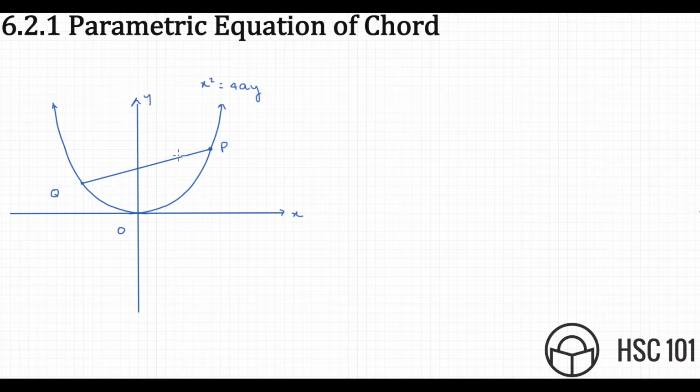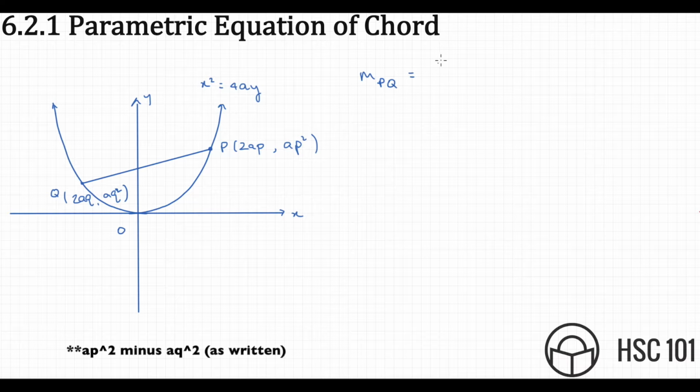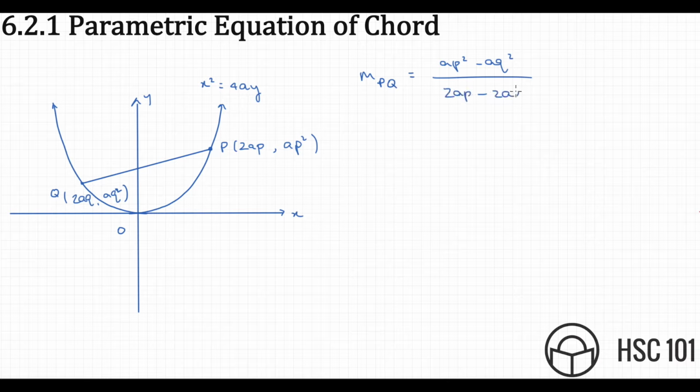However, the story changes when we're looking at the parametric equation of the chord. So we know that the point P that lies on the parabola can be represented by the parametric equation x equals 2ap, y equals ap squared, and the point Q can be represented by 2aq, comma, aq squared. So if I want to look for the equation of the chord PQ, we need to start off by checking out the gradient of the chord PQ. So the gradient of the chord PQ is given by ap squared minus aq squared, that's y2 minus y1, divided by run, which is x2 minus x1, so that's going to be 2ap minus 2aq.